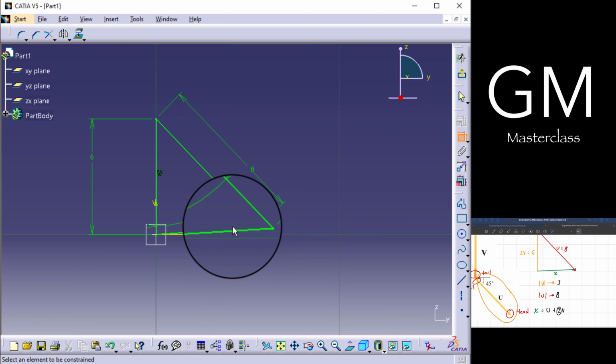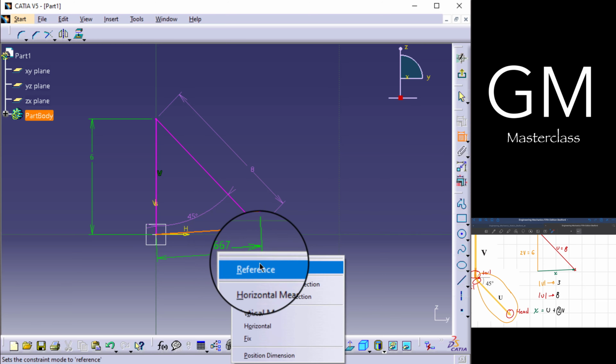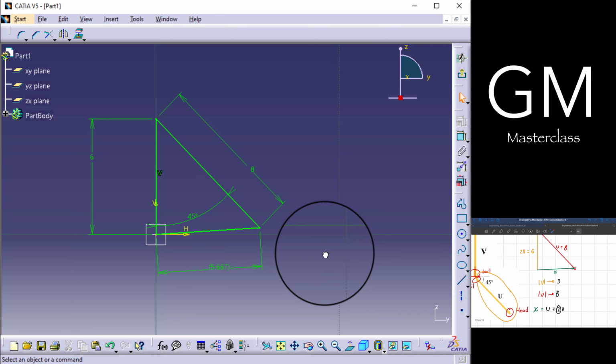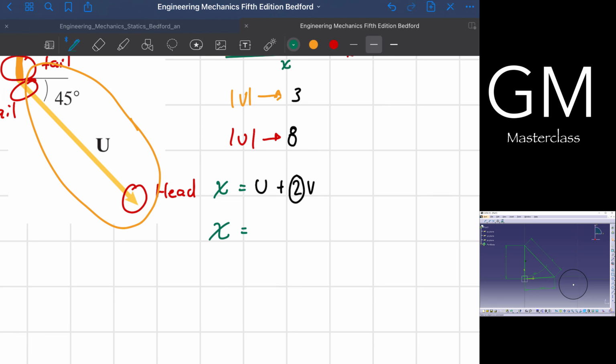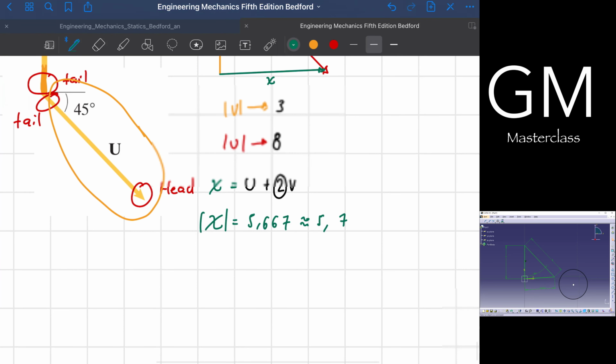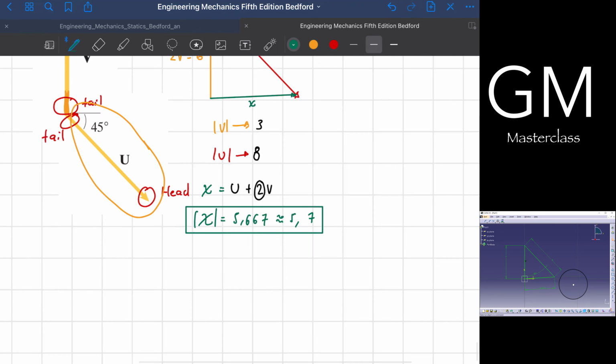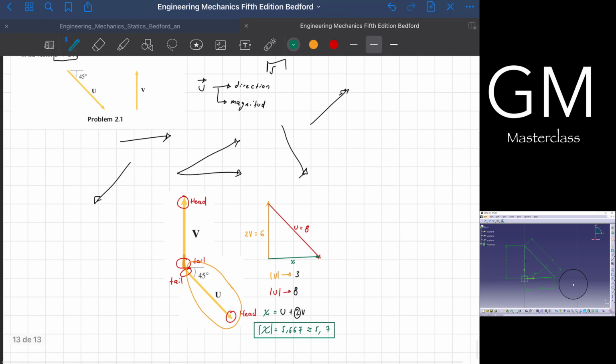Okay, now I just gotta measure this reference, and the answer is that the magnitude of the resultant vector is equal to 5.667, which is approximately 5.7. Okay, and that's, guys, how this exercise could be solved.